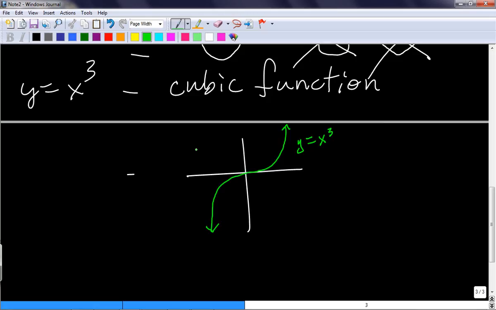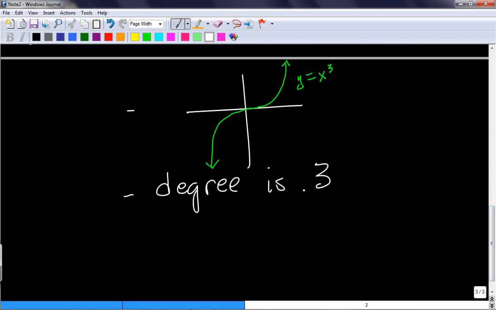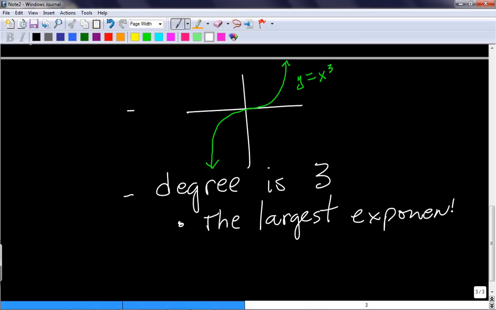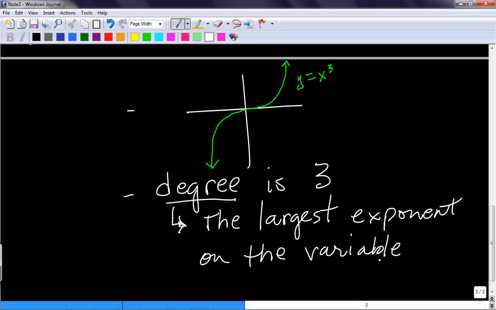Okay, and a cubic function looks like this. Obviously, it has a 3 as the largest exponent. So the degree of the function is 3. And what's the degree? Well, the degree is the largest exponent on the variable. That's what the degree is. And we would say that's the degree of the function.